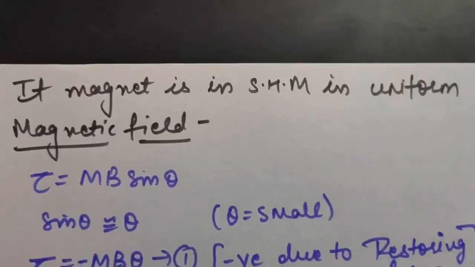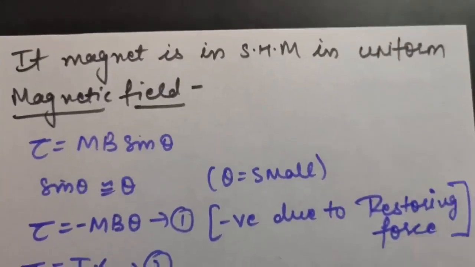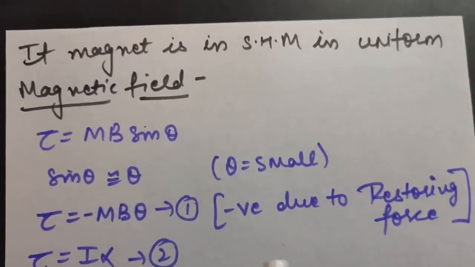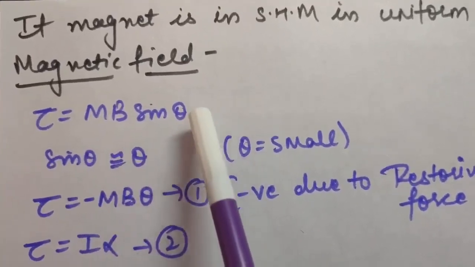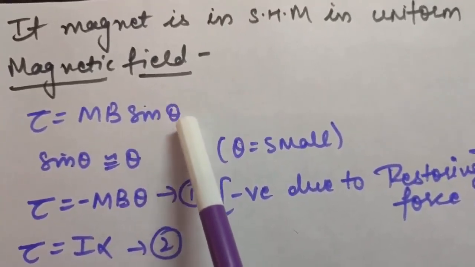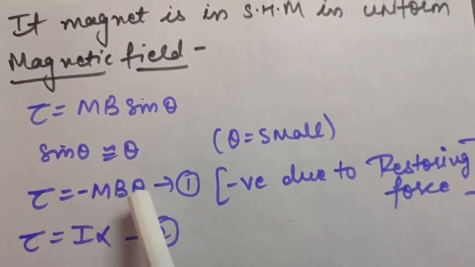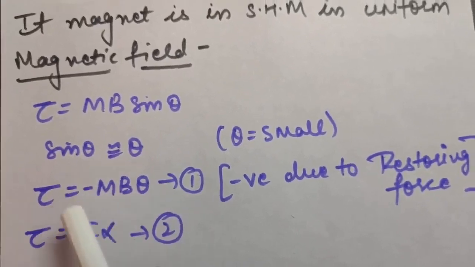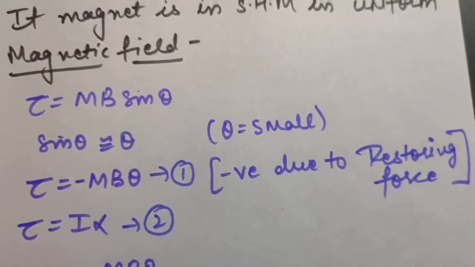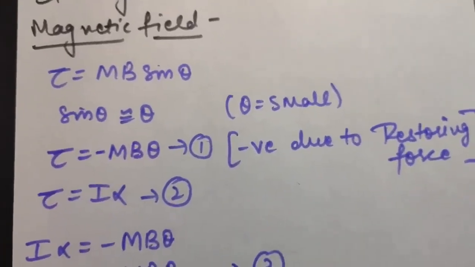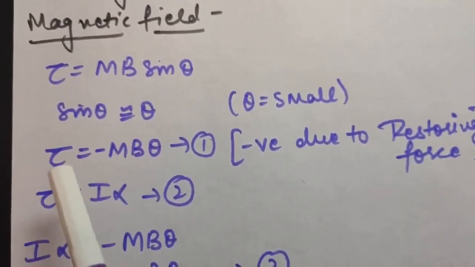Okay, so the next topic is a magnet in SHM in a uniform magnetic field. As you know, when a magnet is placed in a magnetic field, it experiences a torque equal to mB sin theta. If we consider that the value of theta is very small, then sin theta is nearly equal to theta. So torque will become minus mB theta. This negative sign is due to the restoring torque, which will try to align the dipole in its position.